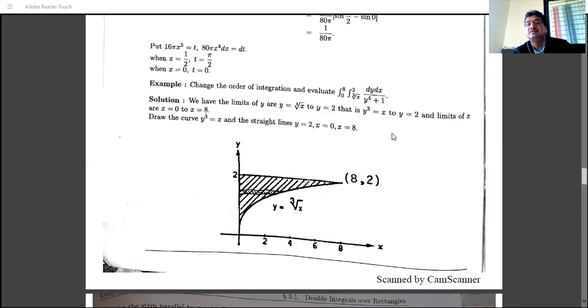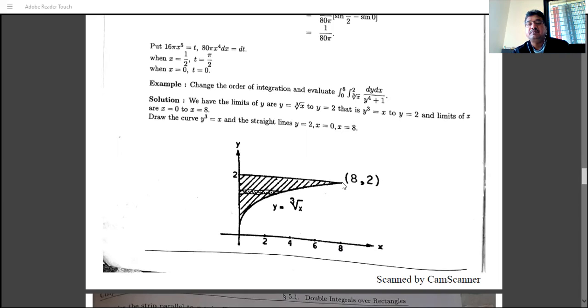Y cube means it is around the x axis. So this is the figure. And the upper limit is y equal to 2. So y equal to 2 is this line at a distance 2 from the origin, parallel to the x axis. And this is the limit on x: x equal to 0 means the y axis, and x equal to 8 means this line passing through 8.